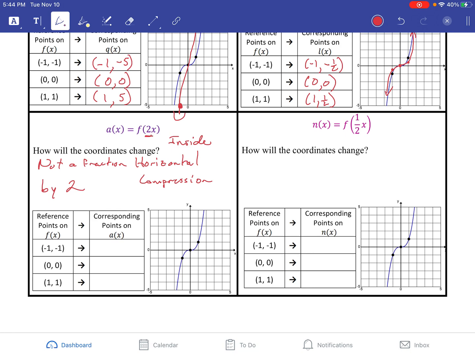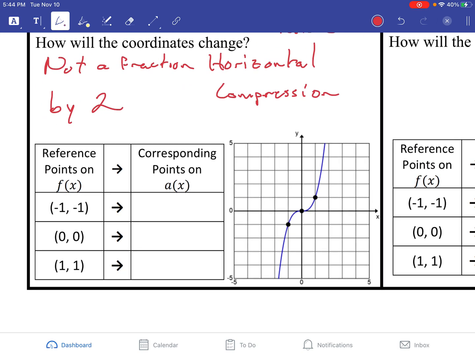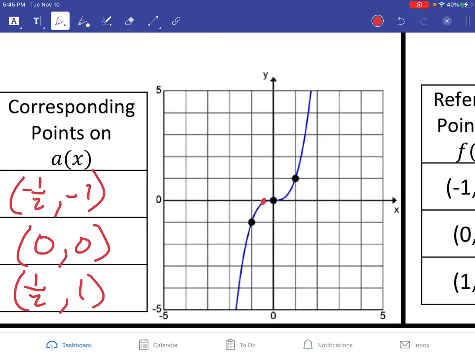Okay, and what that's going to do is, it says multiply by 2, but it's a compression because you're actually taking the x value and dividing it. Okay, so we're going to divide all of our x terms by 2. So we get -1/2, -1. We have 0, 0. We have 1/2, 1. All right. So as a compression, it's going to shrink kind of like the other one did. Oh, sorry, wrong point. It puts the points here.